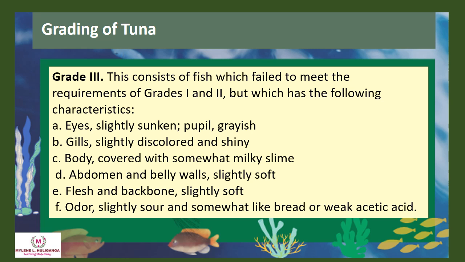Grade 3 classification of tuna. This consists of fish which failed to meet the requirements of grade 1 and 2, which has the following characteristics. The eyes is slightly sunken, pupil is grayish, gills is slightly discolored and shiny, body is covered with somewhat like milky slime, abdomen and belly walls is slightly soft, flesh and backbone is slightly soft, odor is slightly sour and somewhat like bread or weak acetic acid.